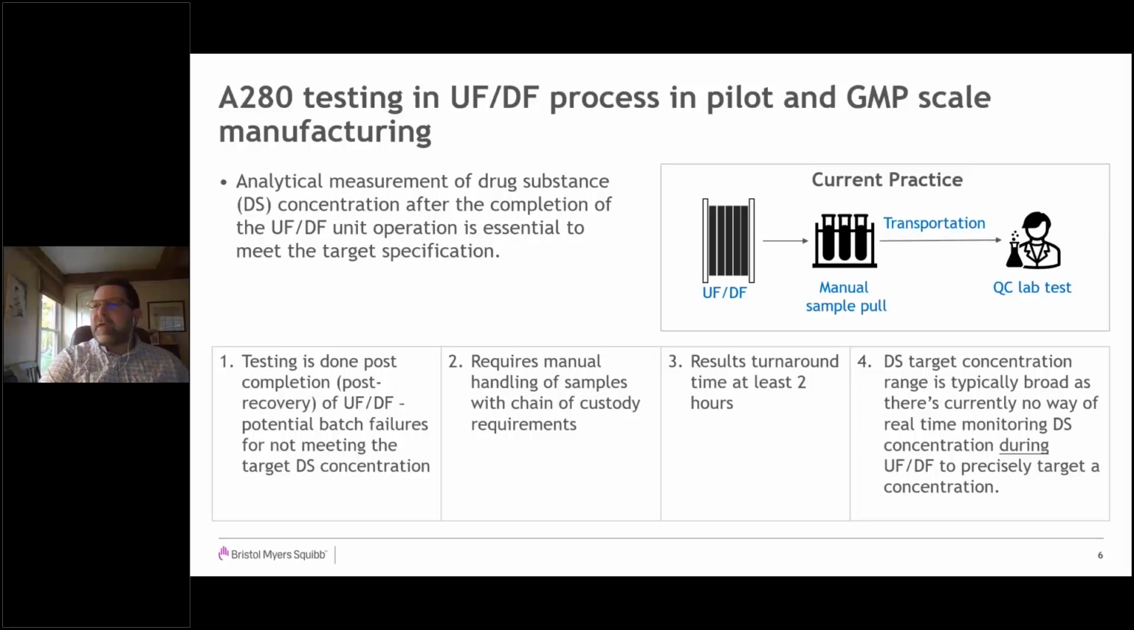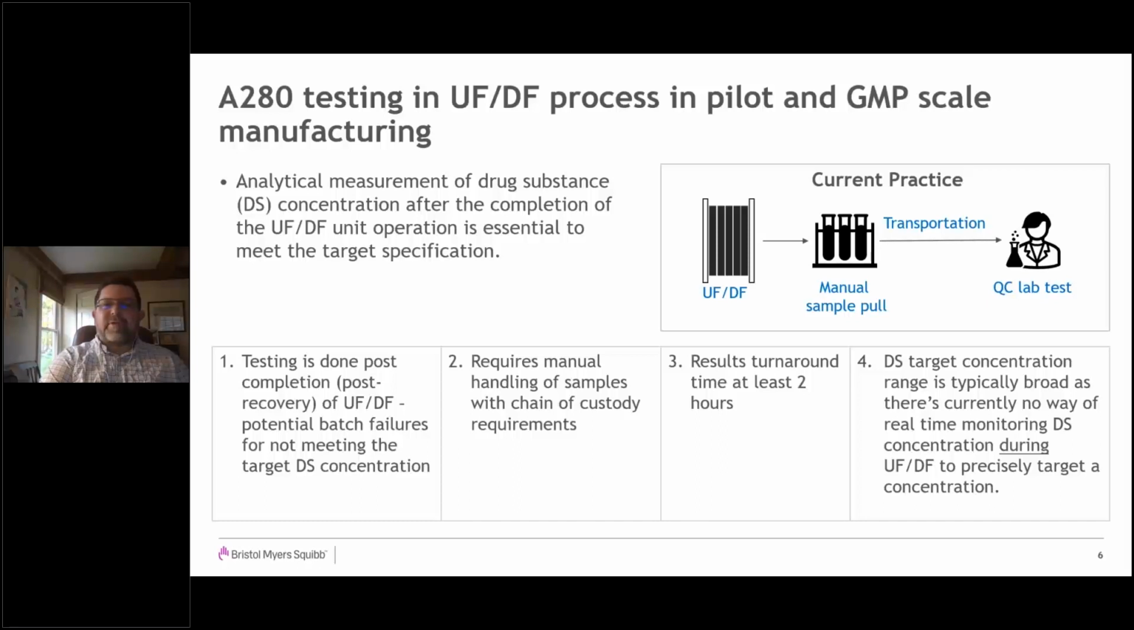Let's talk about clinical manufacturing, just to be clear, because there are a couple of different facilities we're talking about, clinical versus commercial. In typical clinical manufacturing, at the end of UFDF, they remove a sample. This would be the UF2 point. This is the critical one, because they have to know if they're within a certain target range before they can move on to the formulation. So right now the QC lab does this operation, so testing is done post completion of UFDF.